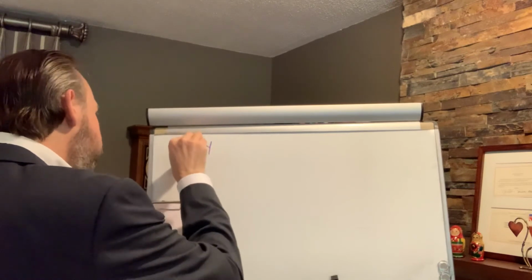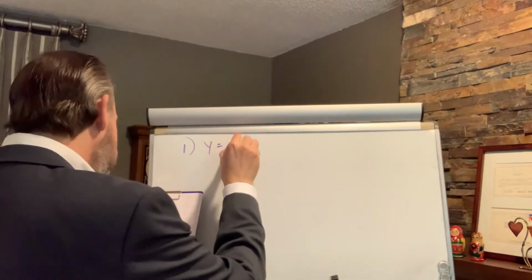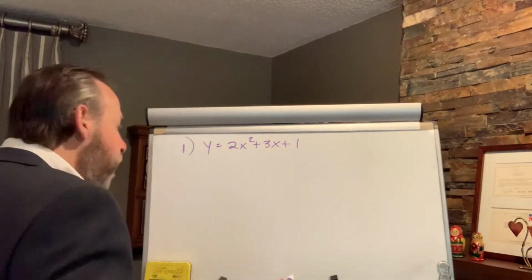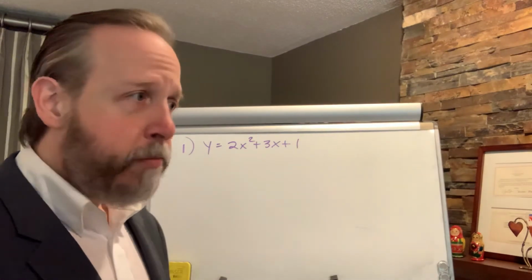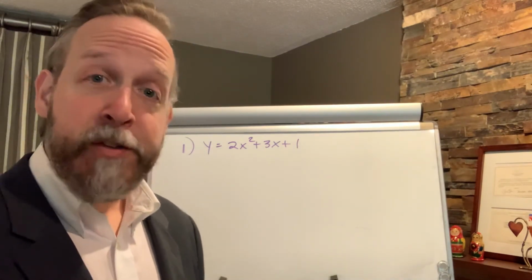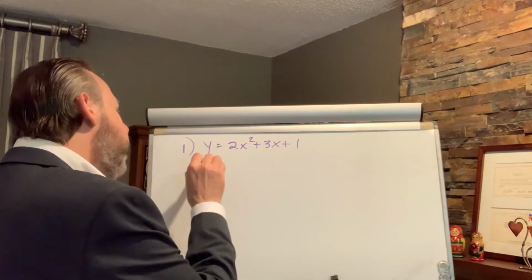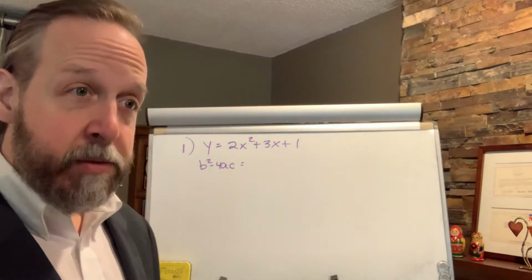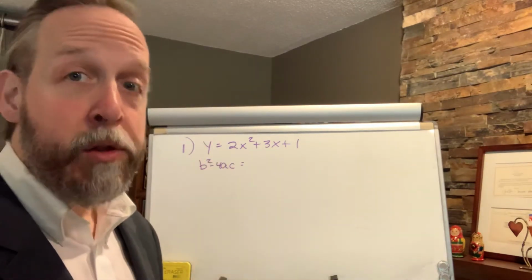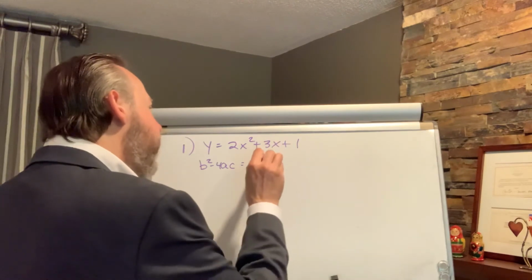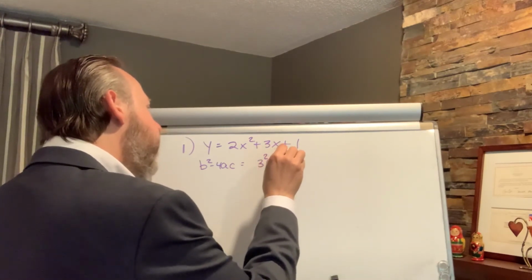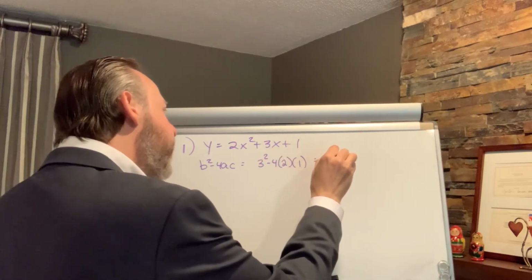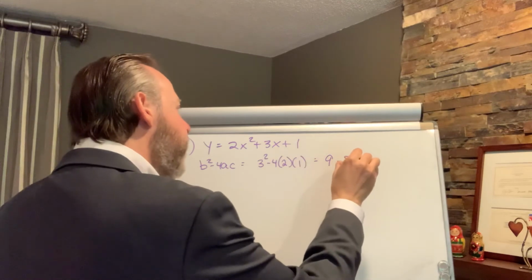Okay, so the first problem, y equals 2x squared plus 3x plus 1. All I want to know is how many solutions will there be? Use the discriminant, b squared minus 4ac. Now, it's still a good idea to identify a, b, and c if you need that kind of guidance, or you could just plug them in from the equation if you know where to look. B squared, that's 3 squared minus 4 times a is 2, and times c is 1. That's 9 minus 4 times 2 times 1 is 8.